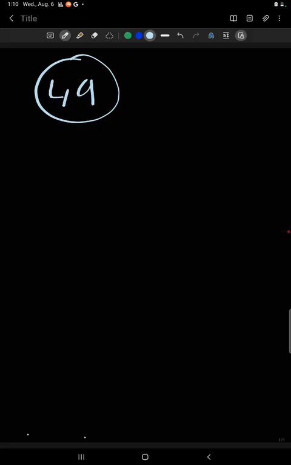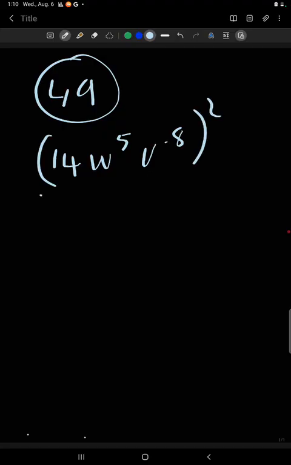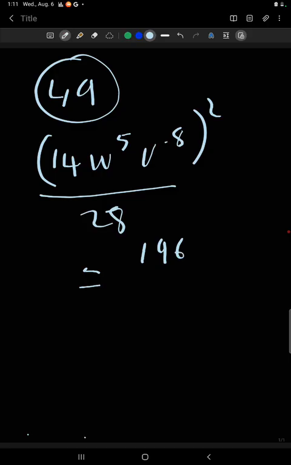The problem statement is 14 w to the 5th power, v to the negative 8 power, all of that squared, divided by 28. So it becomes 196, which is 14 squared. 14 times 14, let me double check that. 6, 1, 56, 4, 1. Okay, yes, it's 196. So that's that.